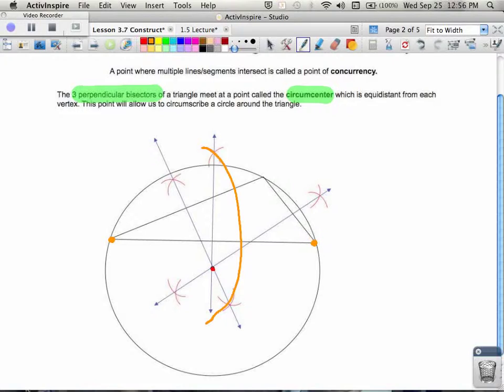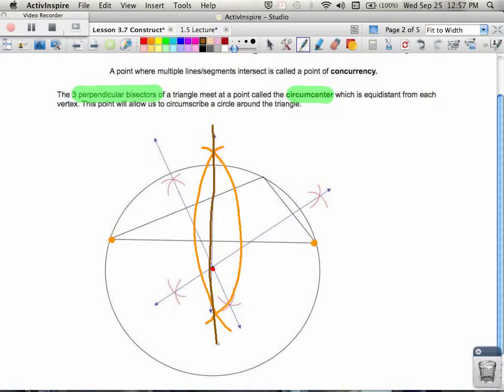My compass is already stretched out, so I'll make another arc out in space. When I finish, I will connect the two intersections of those arcs, and I will have a perpendicular bisector of the bottom of the triangle. I can choose any other side to do this with, and that'll give me the point of concurrency.